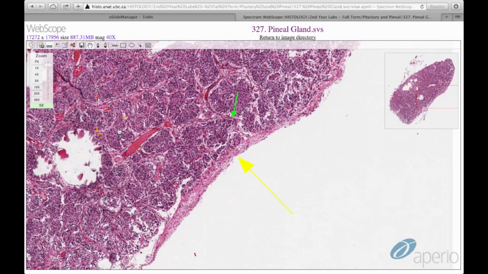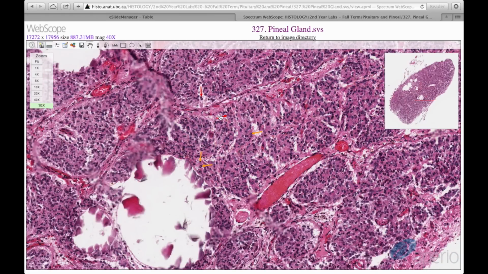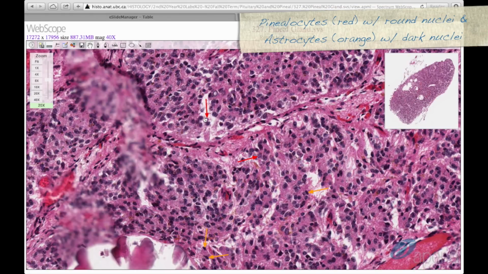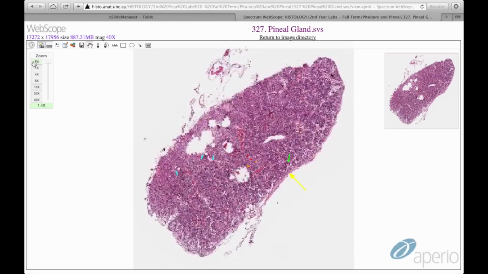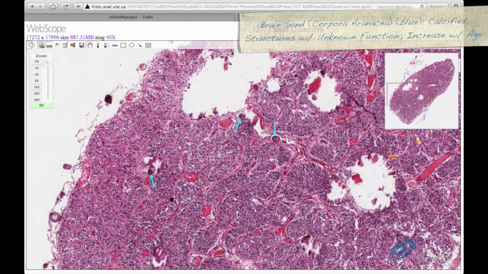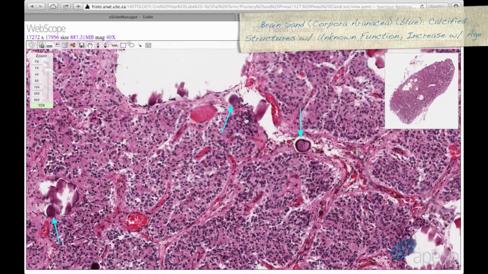As I zoom in, you can see the round nuclei of the lightly staining pinealocytes, which are indicated by the red arrows. Astrocytes, on the other hand, are smaller and have more darkly staining nuclei. I indicated some astrocytes with orange arrows for comparison. Lastly, I pointed out some corpora arenacea, or brain sand, with light blue arrows. The function of these calcified structures is unknown, but they are known to increase with age.